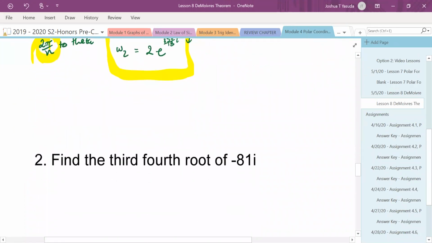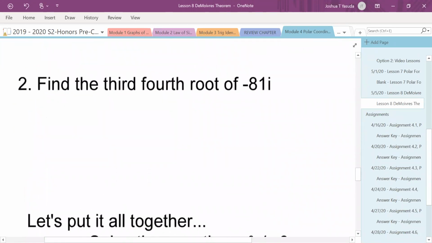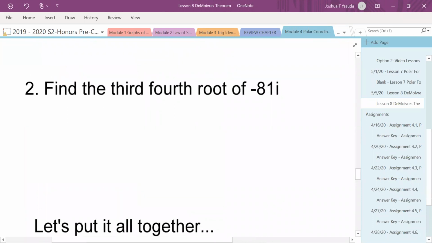All right, so here we go. I like this question, and I think I'm just going to wrap it up, but who knows, maybe I'll do one more. Find the 3rd, 4th root of negative 81i. What I mean by that: W sub 0 is the first answer, W sub 1 would be the next, W sub 2 would be the third, and W sub 3 would be the last one. So that makes 4 answers. When I say find the third, fourth root, I mean this one.